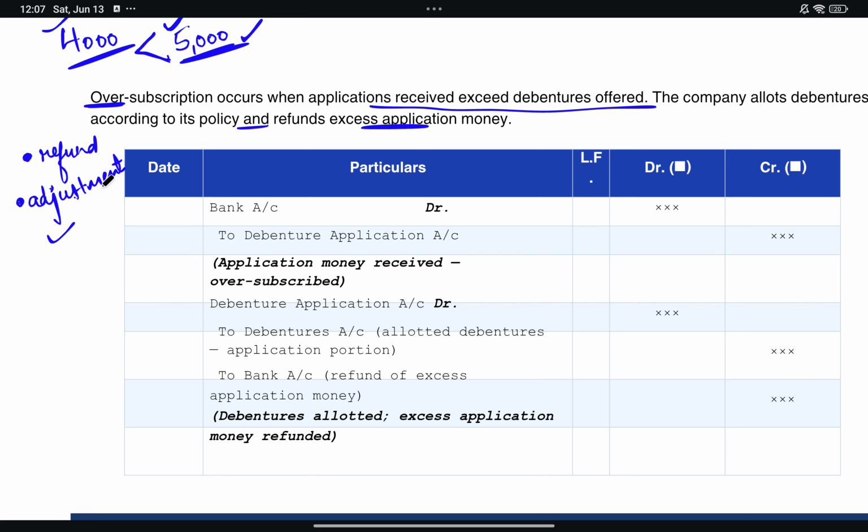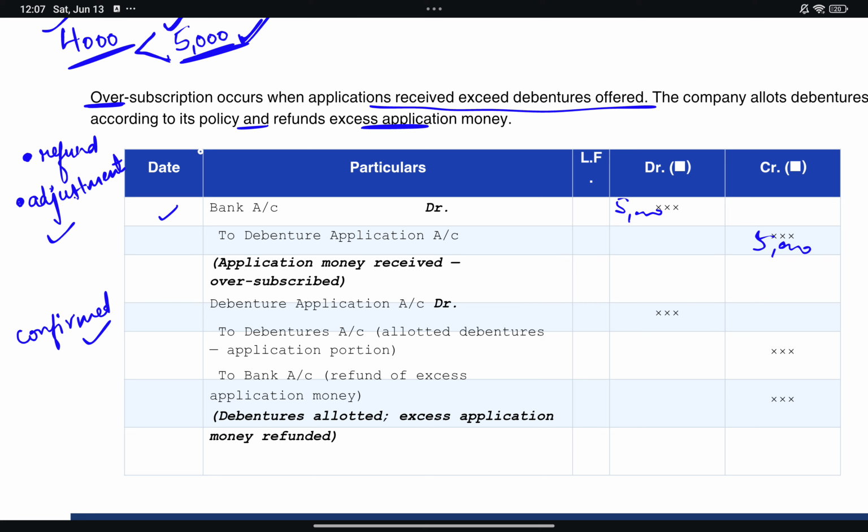And how will we treat this in journal entries? First of all, we have to receive application money. We will receive application at the full amount, that is, for all 5000 debentures. Next is transferring that application money to the debentures account, and it will be transferred only when the allotment of those debentures is confirmed. When debenture allotment is confirmed, then only is application money transferred to the debentures account.